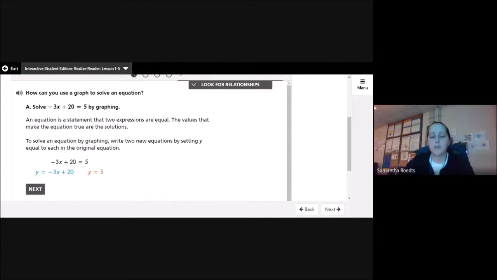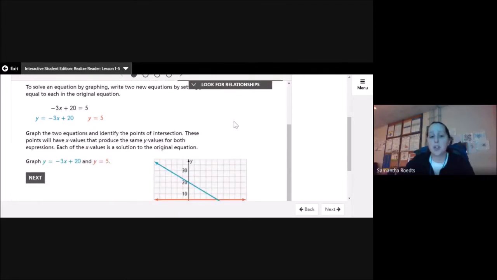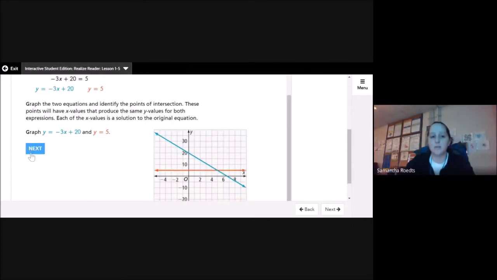To solve an equation by graphing, write two new equations by setting y equal to each of the original expressions. So I have -3x + 20 = 5. I'm going to set y equal to -3x + 20, the left side of my equation, and y equals 5, the right side of my equation. I graph the two equations and identify the points of intersection. These points will have x values that produce the same y values for both expressions. Each of the x values is a solution to the original equation.